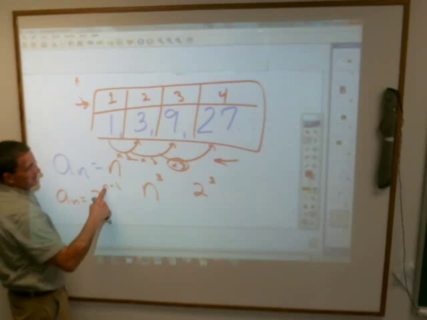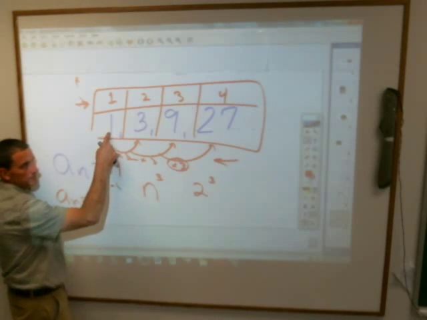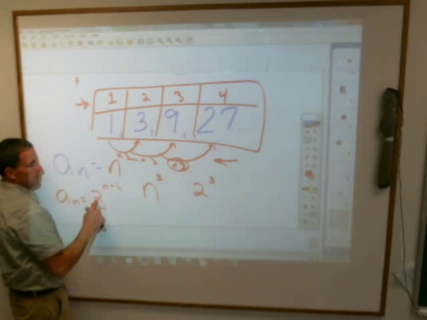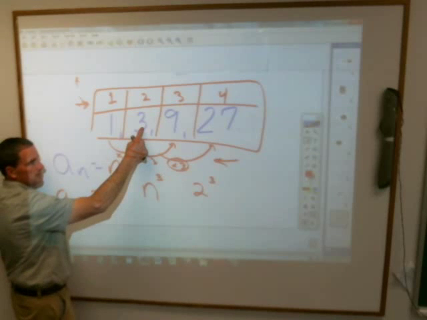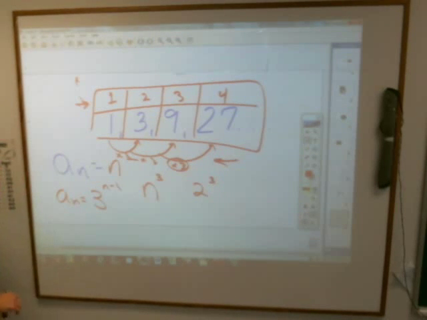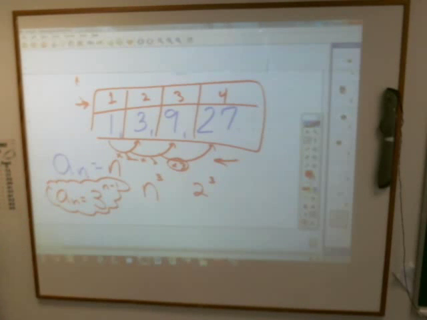Because, let's say my n is 1, what is 1 minus 1? 0, what's 3 to the 0 power? If my n is 2, 2 minus 1 is 1, what's 3 to the first power? And so on, and so on, and so on. So it gets a little tricky, and that's why this math gets a little tougher, you just have to think about it. Let's try another one.